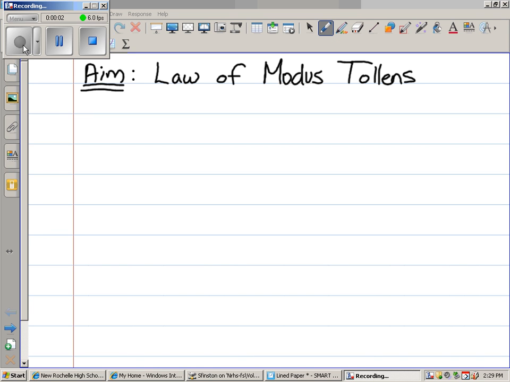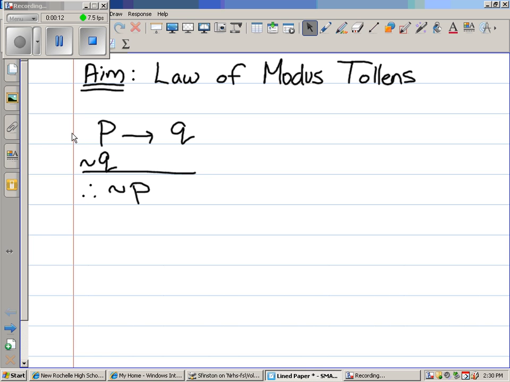Today we're gonna learn about two new laws. The first one is the law of Modus Tollens. Let me give you a picture of what it looks like, and then we'll play. Suppose you are given two premises: if P, then Q, and then you're also given not Q.